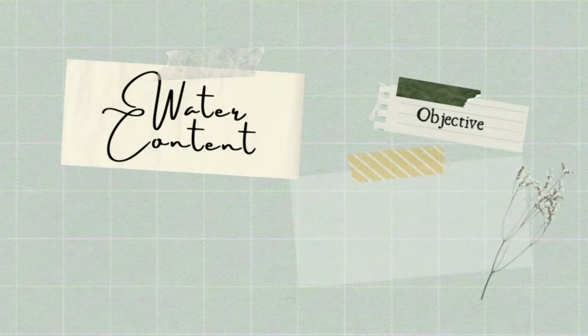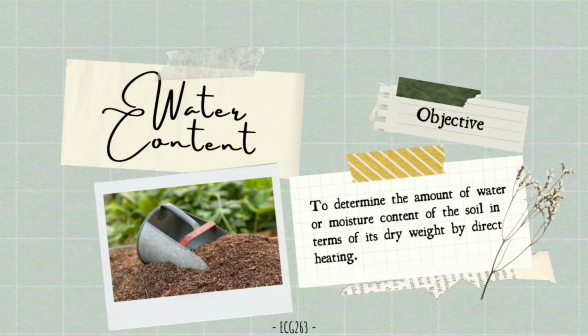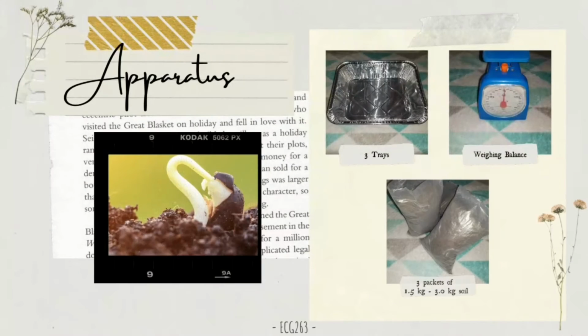The first experiment is water content. The objective of the water content experiment is to determine the amount of water or moisture content of the soil in terms of its dry weight by direct heating. These are some of the apparatus that have been used in the water content experiment: 3 trays, a weighing balance, and 3 packets of soil, consisting of 1.5 kg to 3.0 kg of soil.